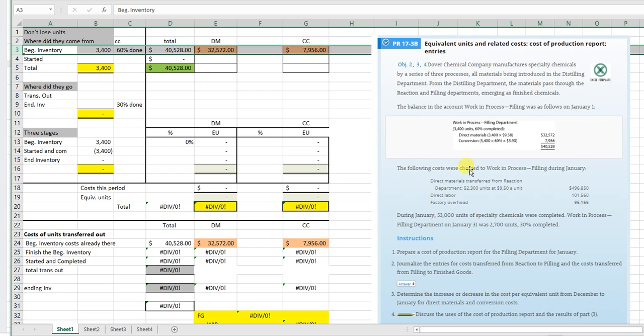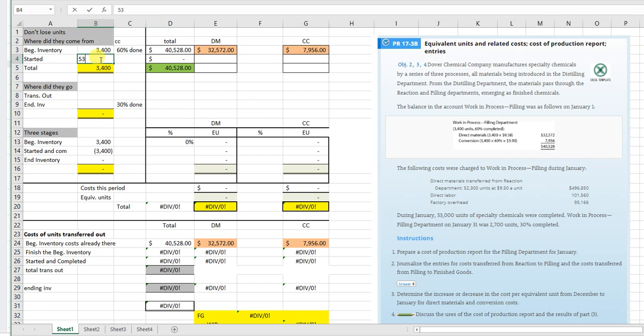And then notice I started in the filling department. First I transferred from the reaction department 52,300 units, so that's 52,300. And I also added costs of $496,850, and I added conversion costs of $101,560 and $95,166, because conversion costs are labor and overhead. So right now I have a total cost to not lose of $73,404.